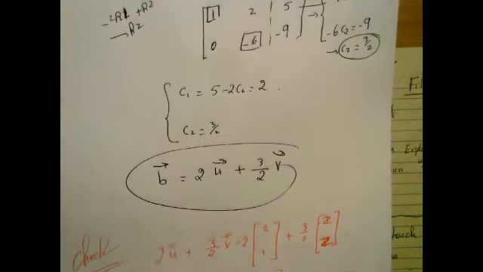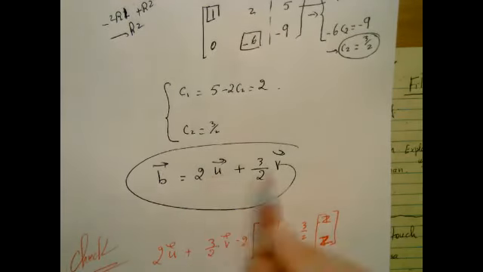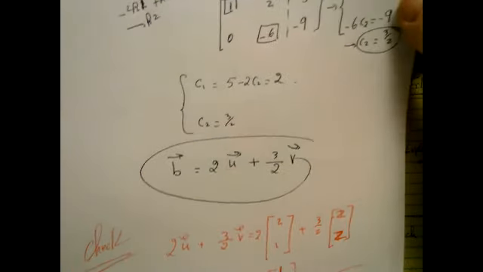Okay, so is B a linear combination? Yes, it is. If I stretch U by 2, V by 3/2, we hit the vector B. Any question before I go on?